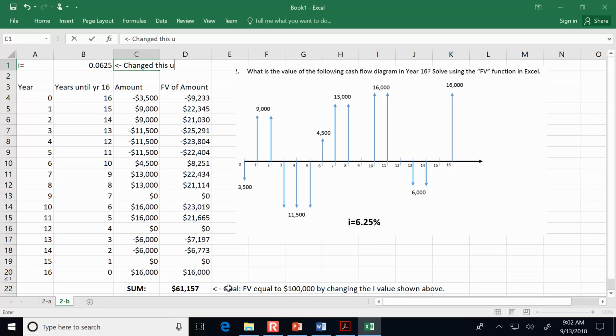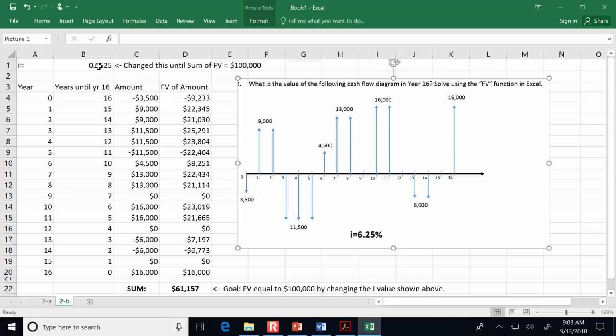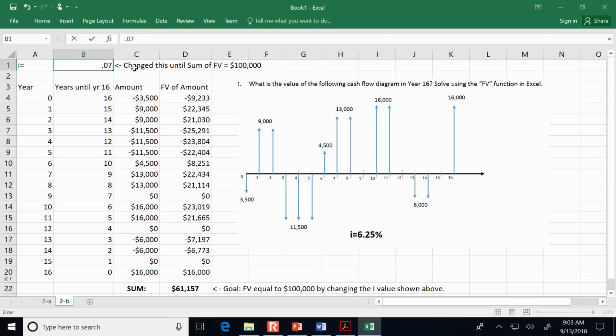Changed this until the sum of FV equals 100,000. You know, just kind of outlining what was the thought process here. So is it 7%? 0.07. No. Is it 7.1%? No. 7.2%? No. 7.3%? Well, that's tedious.